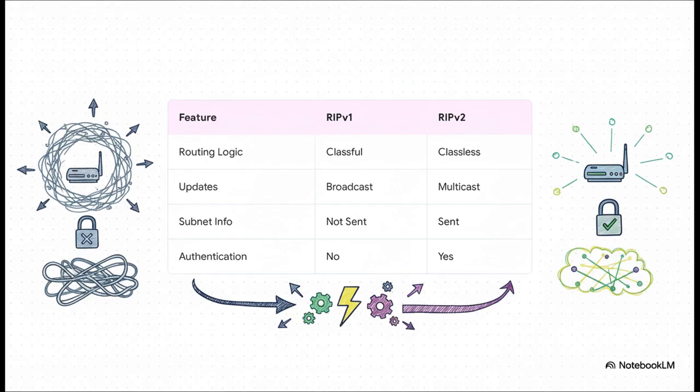RIP v2 was just plain smarter. It could handle more flexible network addresses. That's called classless routing. It sent its updates more efficiently using something called multicast, instead of just shouting at every single device on the network with a broadcast. Oh, and it even added some basic security with authentication. This was a totally necessary step up for the internet at the time.